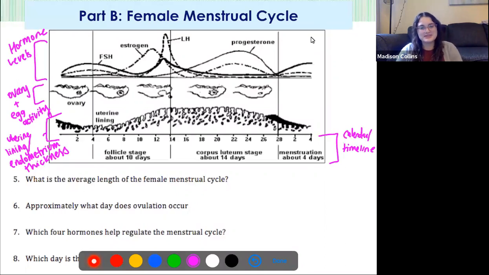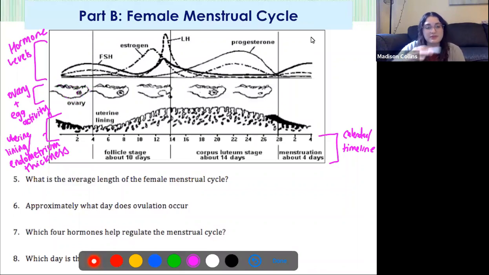So right now I want you guys to pause this video and see how many of these questions you can figure out by analyzing what you see on this diagram. So again, at the very top, we see hormone levels of 4 different hormones. The second part of the graph, we're looking at the ovary. So this is the ovary and this is the egg, looking at ovary and egg activity.